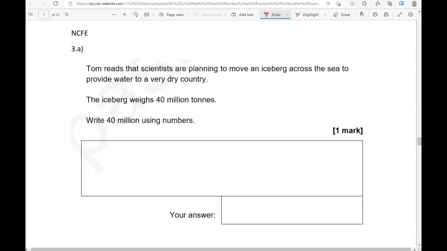Tom reads that scientists are planning to move an iceberg across the sea to provide water to a very dry country. The iceberg weighs 40 million tons. Write 40 million using numbers. So 40 million. So 6 zeros after the 40.